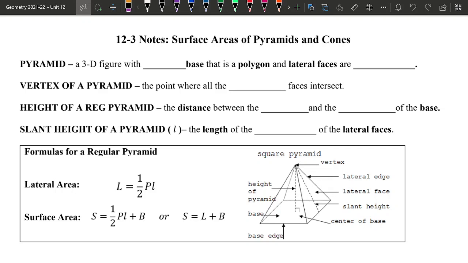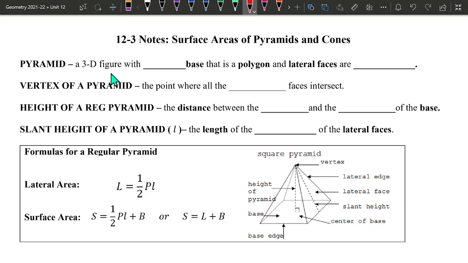This is surface area of pyramids and cones. This is almost the same thing as prisms and cylinders, but prisms and cylinders have two bases where pyramids and cones only have one base. But other than that, it's kind of the same. It's kind of sort of.